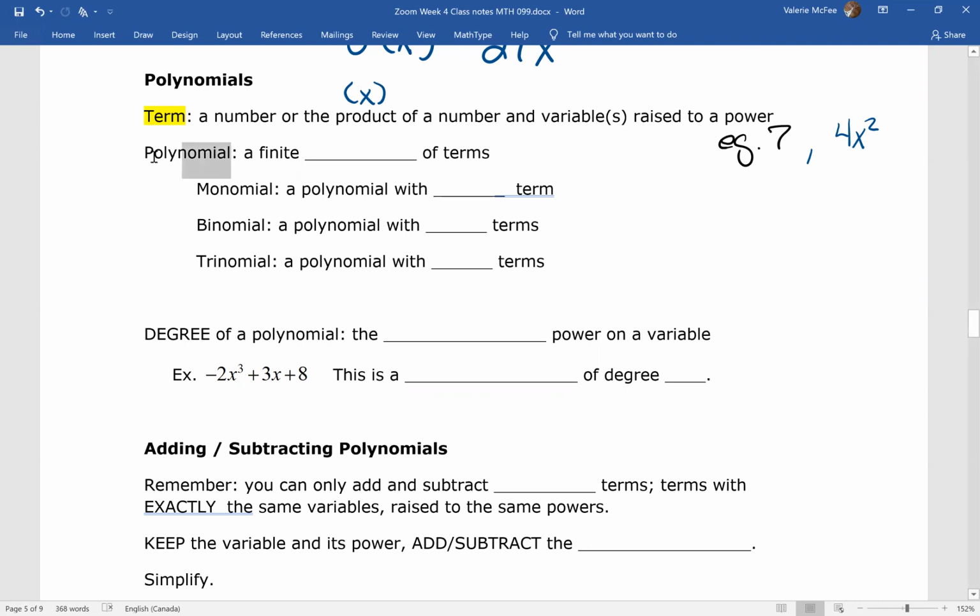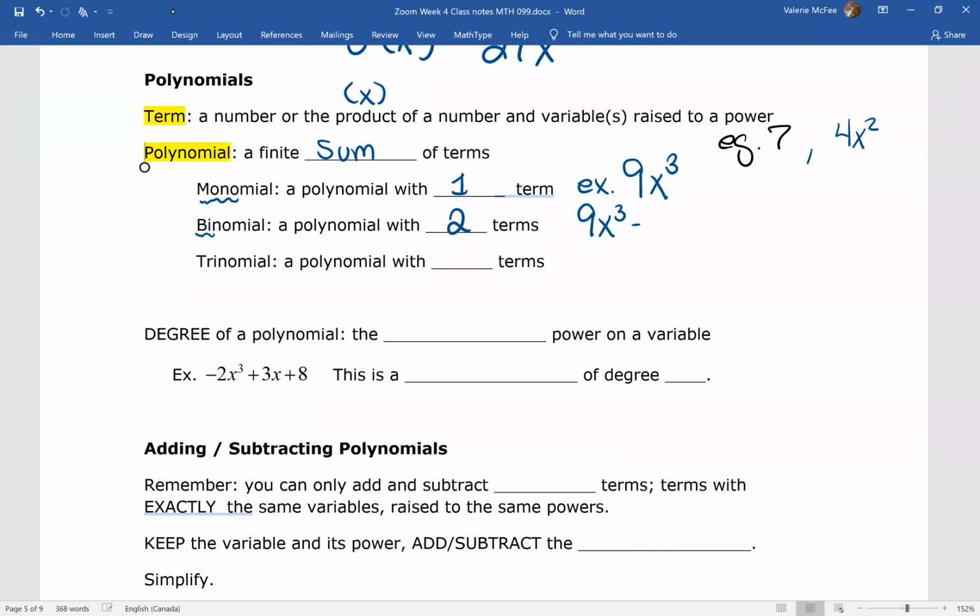We're going to be doing a lot of work with polynomials this semester. A polynomial is a finite sum of terms. Finite means there's an end to the number of terms. It's not infinite. So if we're talking about a monomial, this is a polynomial with one term. For example, 9x cubed. A binomial is a polynomial with two terms.